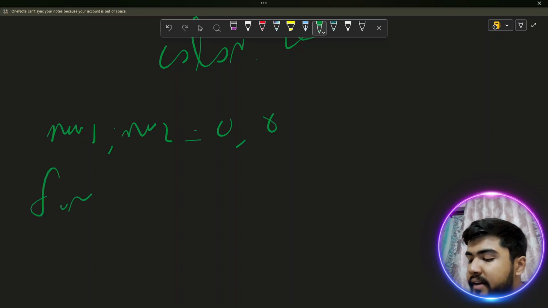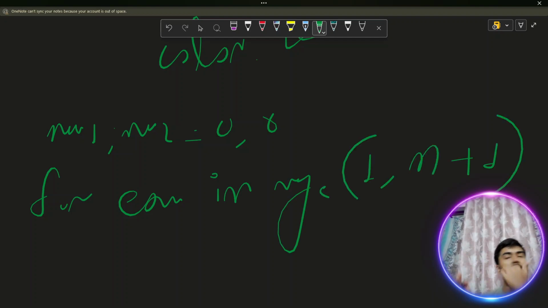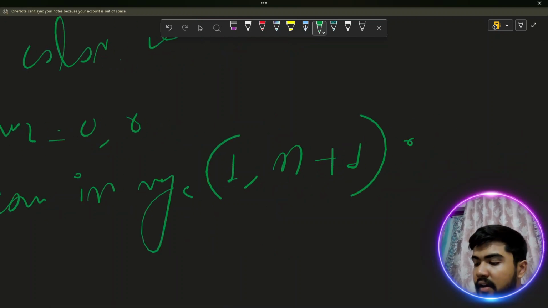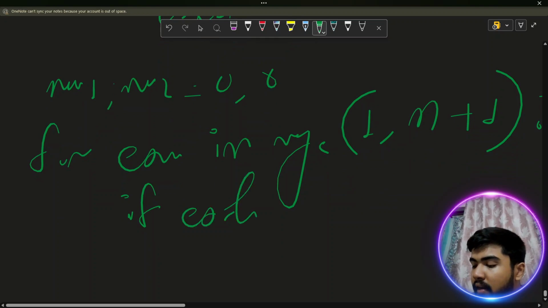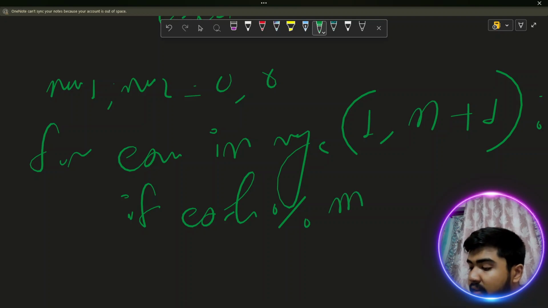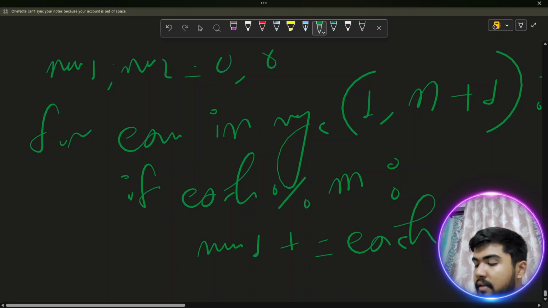So we can write for each in range 1 to n plus 1, because n plus 1 is exclusive, so the iterations go from 1 to n only. And now what do we have to check, guys? If this particular number is not divisible by m, then I have to add it to my num1. So num1 plus equals each.